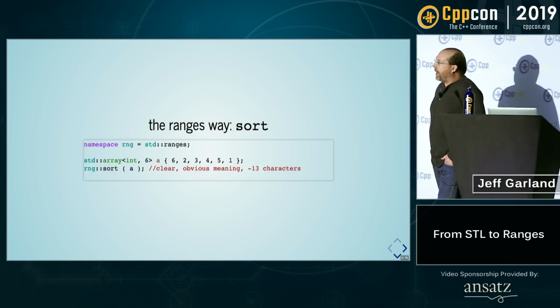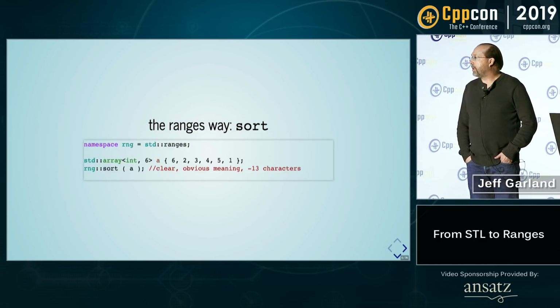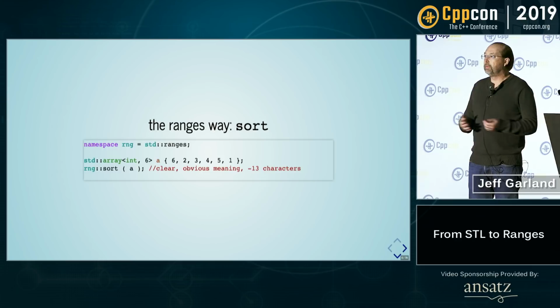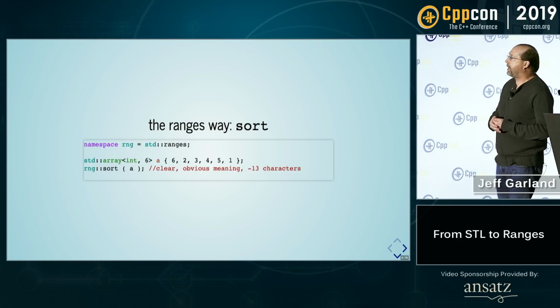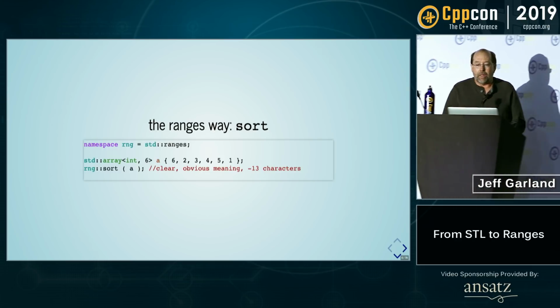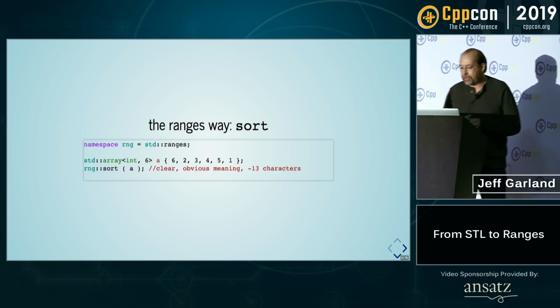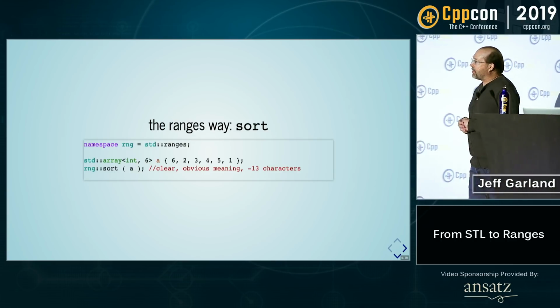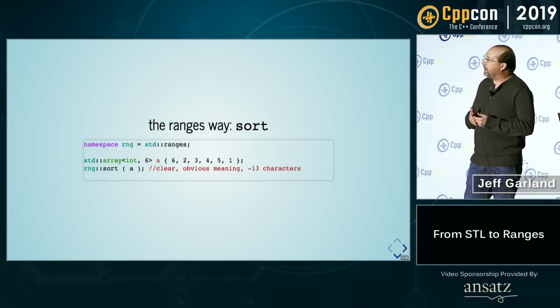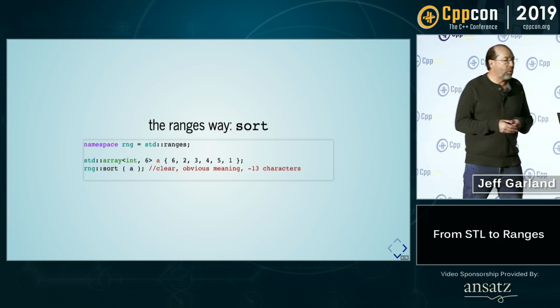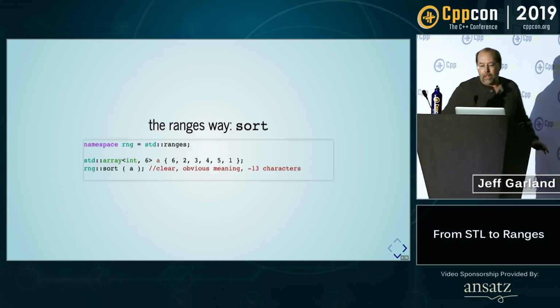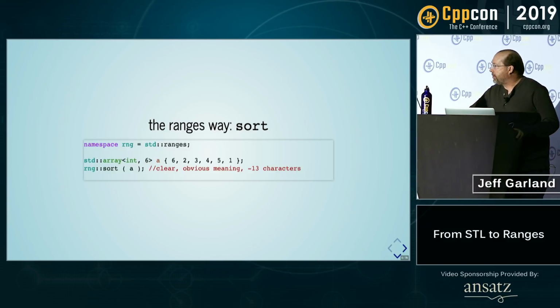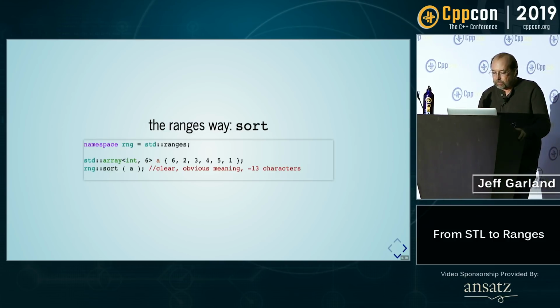So really, at its most core level, ranges is going to give you a way to write STL code like you've wanted to write it for two decades now, in a clear and unambiguous way. And the 13 characters saved there is really not the important point. Really the important point is that there's a higher signal-to-noise ratio in this code.